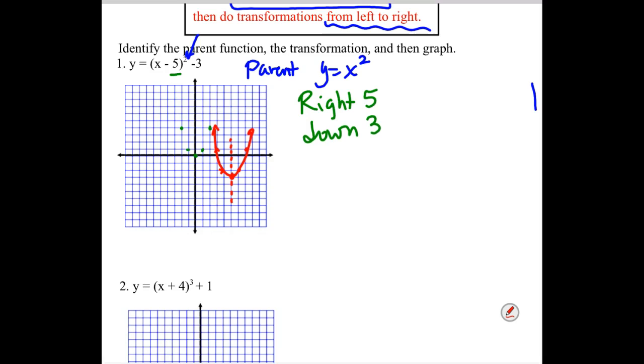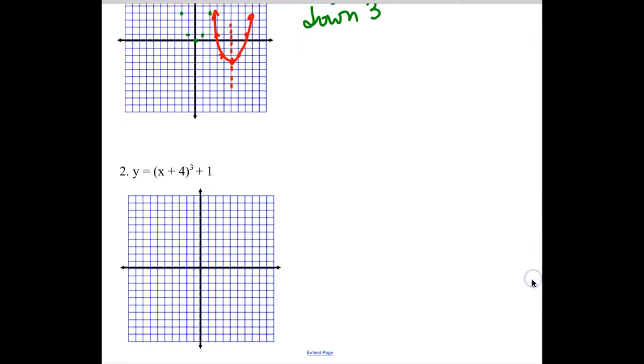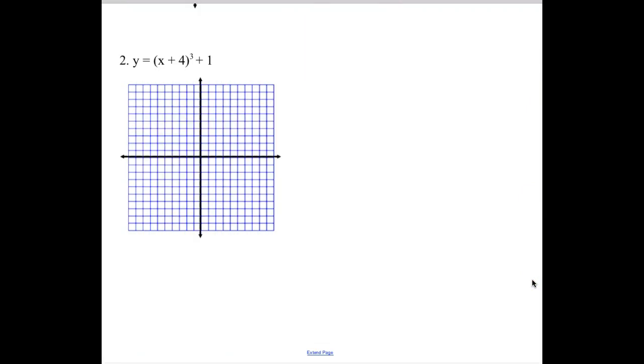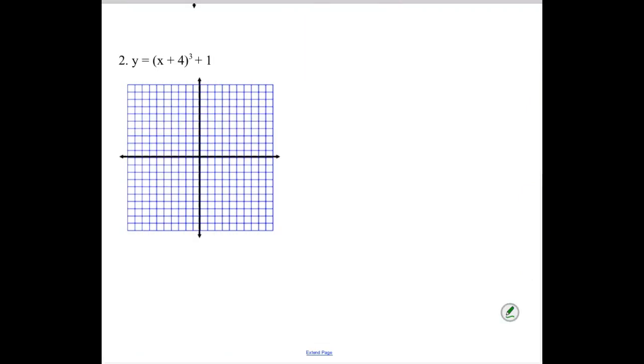All right, let's try another one. What is our parent function? What's happening to your x? We're cubing it, not cube root, but cubing. Yes? So we are picturing a y equals x cubed as our parent function. What did that look like? That's the twisty one, yep.